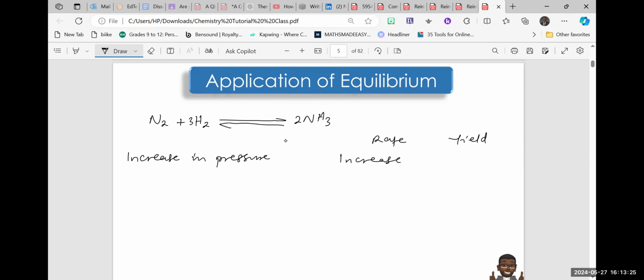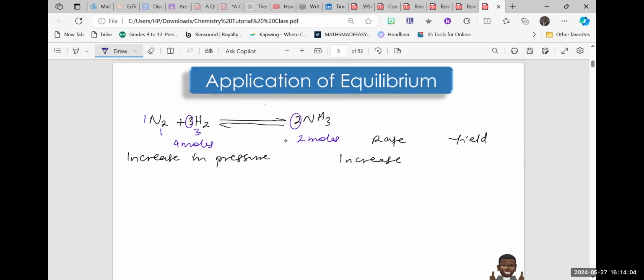Now let's consider the yield of the reaction. For us to know the effect of increase in pressure on the yield of this reaction, we have to consider the moles of reactant and product. What are the moles of reactant and product here? We have 1 mole of nitrogen, and 3 moles of hydrogen. So on the reactant side, we have 4 moles, right? While on the product side, we have 2 moles. The coefficient here is what we refer to as moles. Here is 1, because nothing is written, it means it's 1. Here is 3. If you don't understand, just ask questions. So we have 4 moles here, and 2 moles here, right?